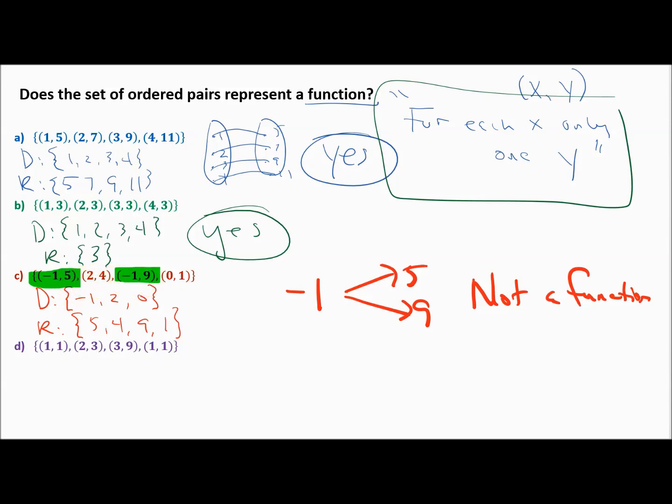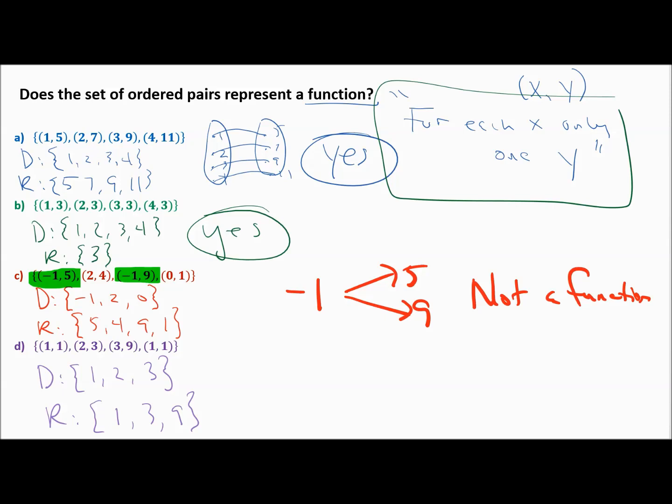Okay, so for our purple example, example D, again, we have a list for our domain. That's the x values: 1, 2, 3. I don't need to list 1 again. Now that ought to make you a little nervous, because when the x's repeat, it's a problem. The range gives you 1, 3, 9, and 1. I need to list the 1 again. So typically, again, when the x's repeat, it's a problem.